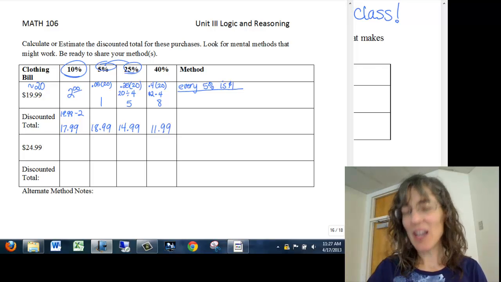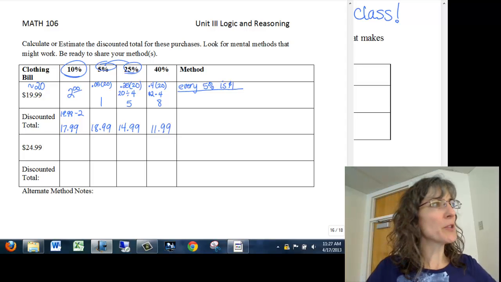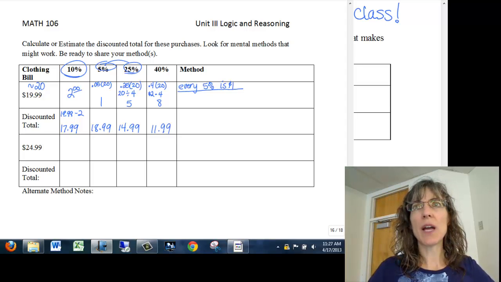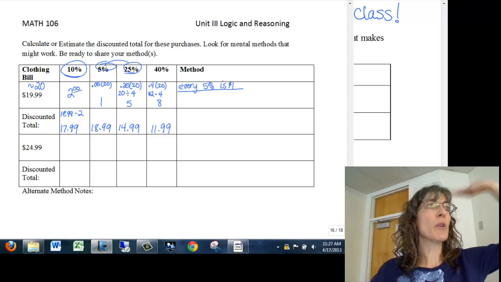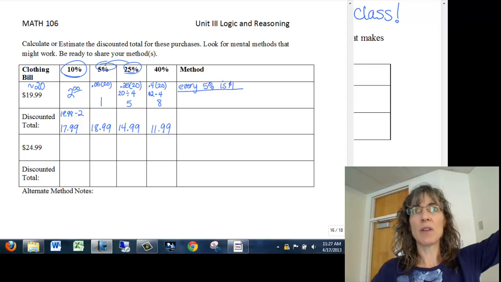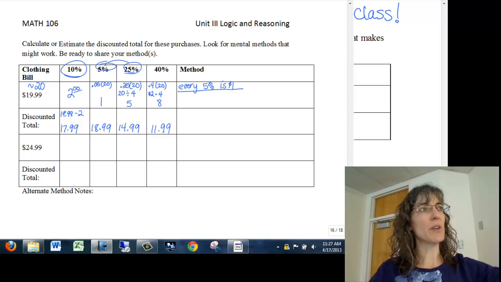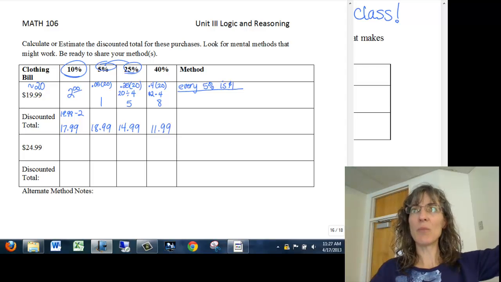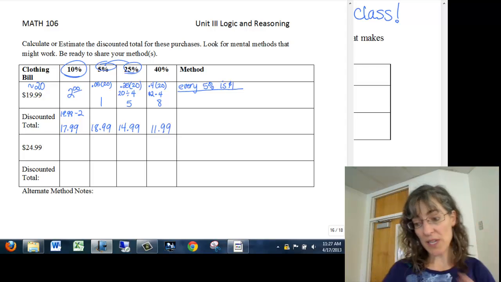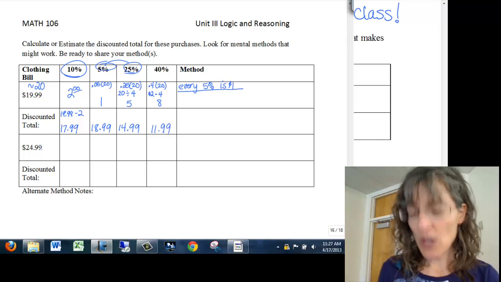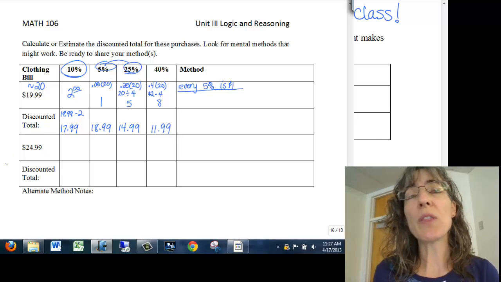That's great. Okay, what's different about the $24.99 item? Can we use the same strategies? Yeah. How many of you did a pure mental strategy on that one? That you don't need a calculator, you didn't need to write anything down. Okay, even if you didn't do it, how many of you can tell me a pure mental strategy? With the percents, but not subtracting. Okay. What are you going to do with the initial part?